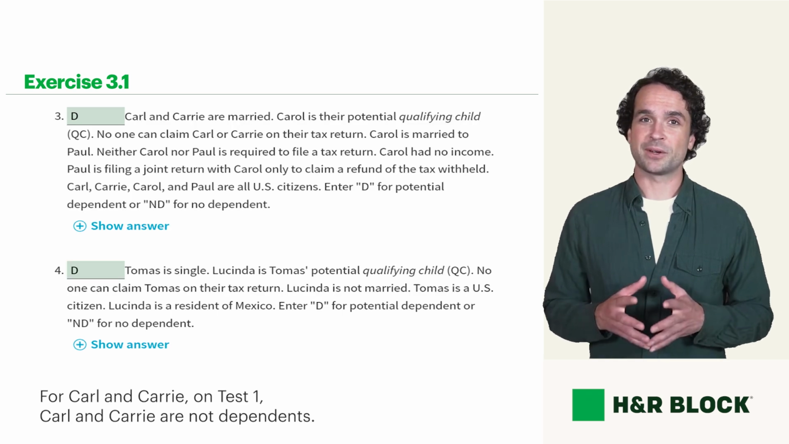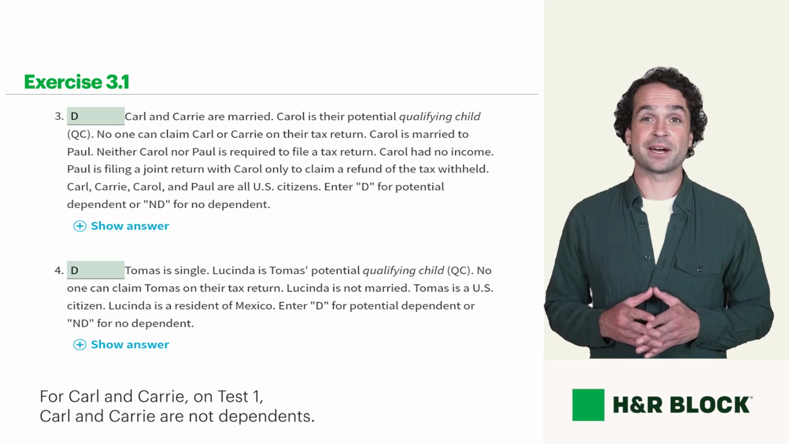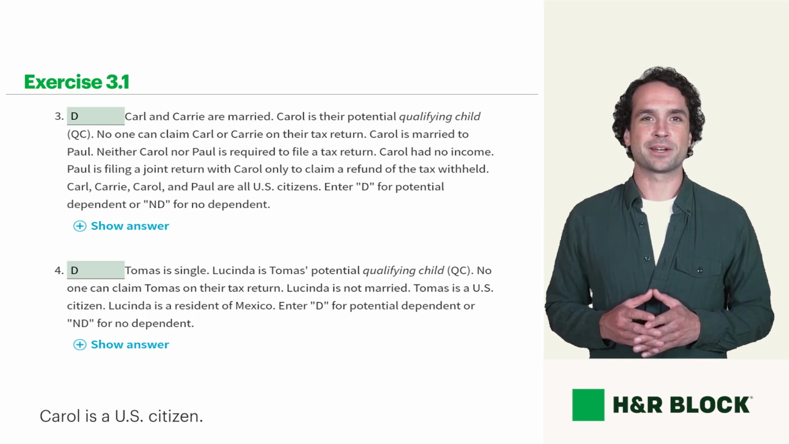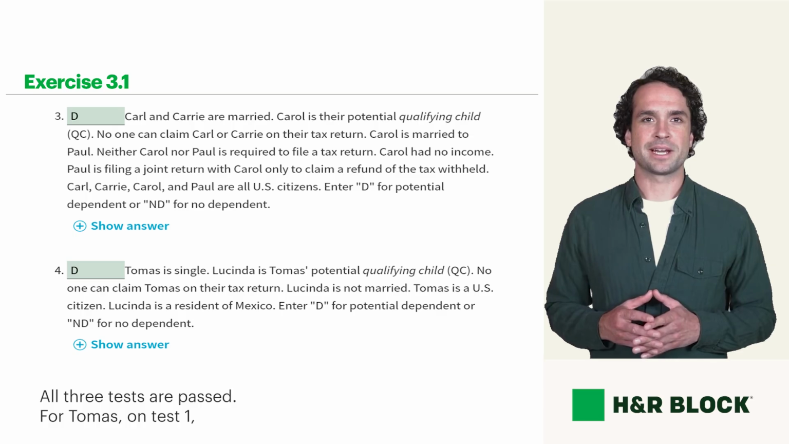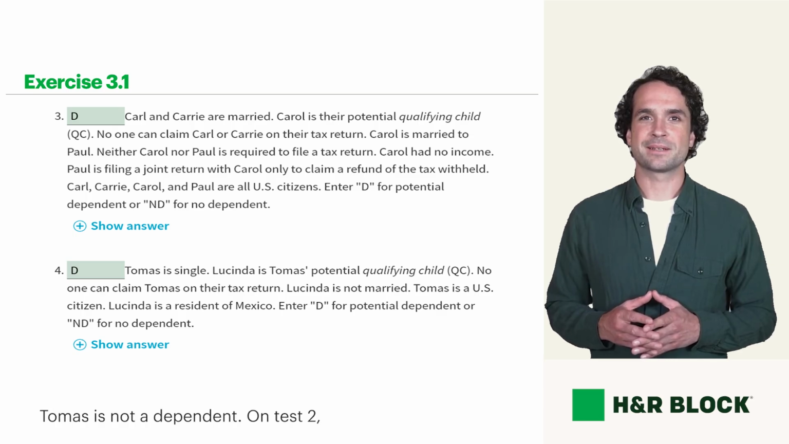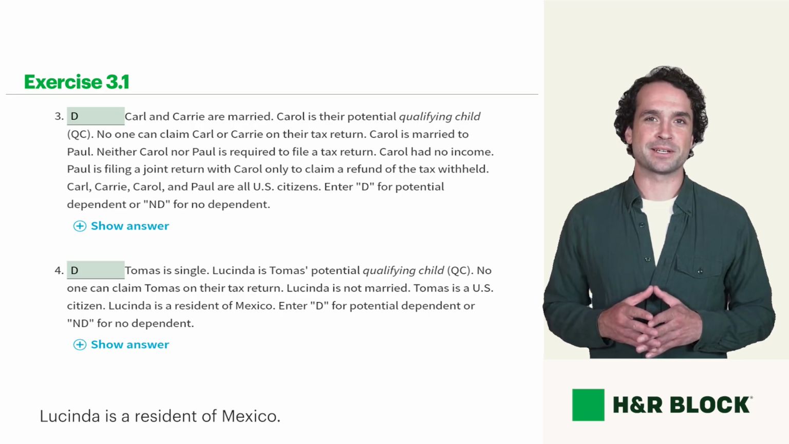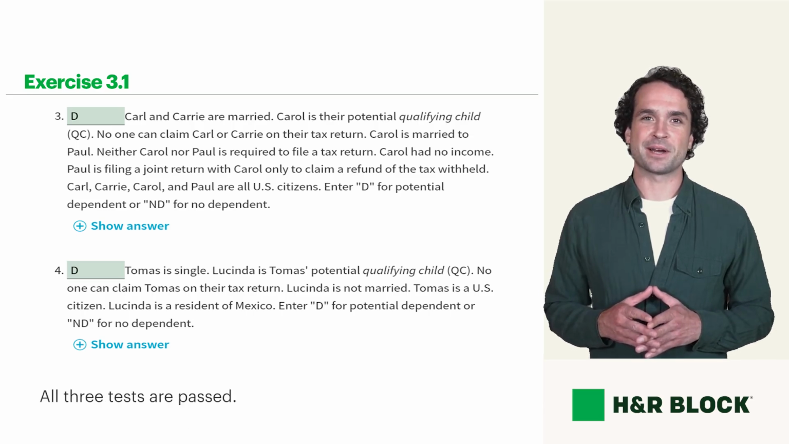For Carl and Carrie, on test 1, Carl and Carrie are not dependents. In test 2, Carol is only filing MFJ for refund of taxes withheld. In test 3, Carol is a U.S. citizen. All three tests are passed. For Thomas on test 1, Thomas is not a dependent. On test 2, Lucinda is not filing MFJ. On test 3, Lucinda is a resident of Mexico. All three tests are passed.